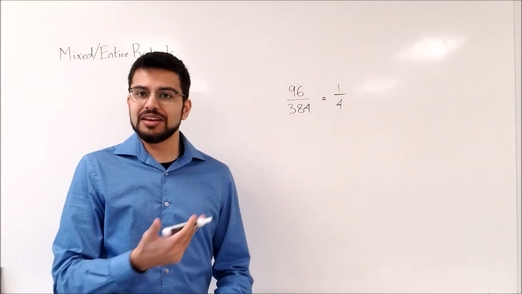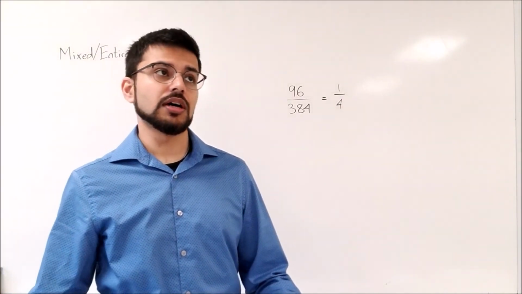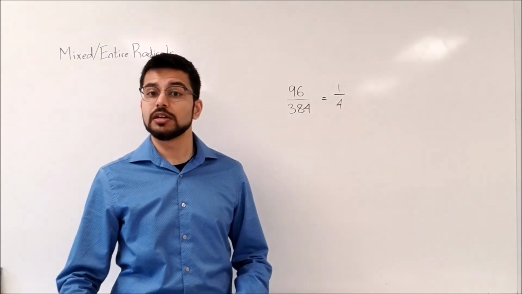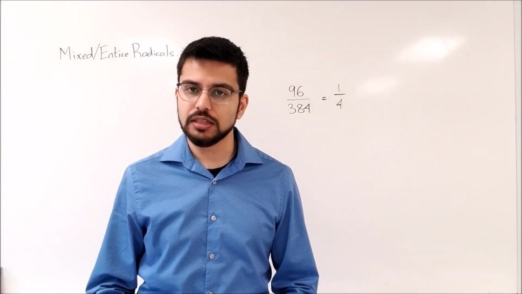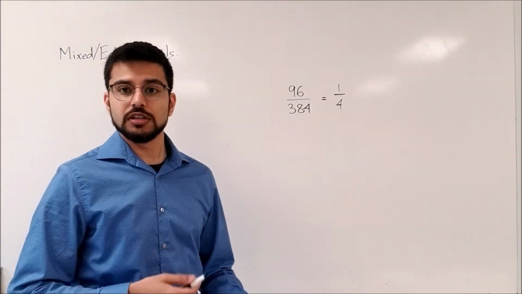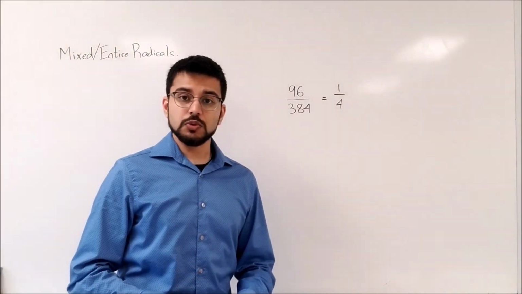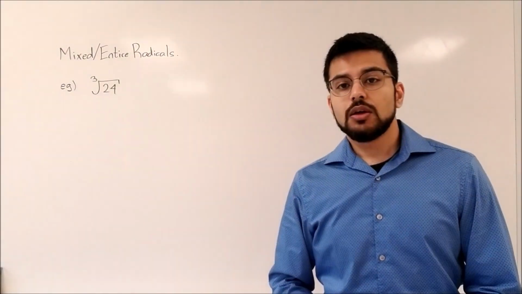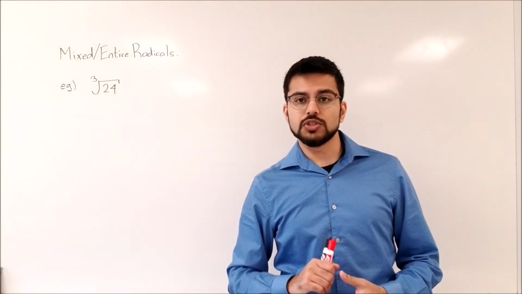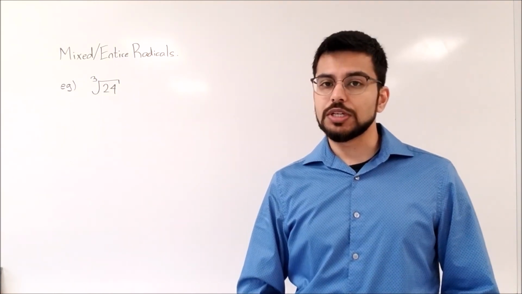And if I said, hey, 1/4, you immediately have lots of ideas: 0.25, 25%, a quarter. But if I say 96 out of 384, it doesn't quite make sense. So reducing is really useful in terms of fractions. Guess what else we can reduce? Radicals, roots. For example, I could ask you to solve the cube root of 24.